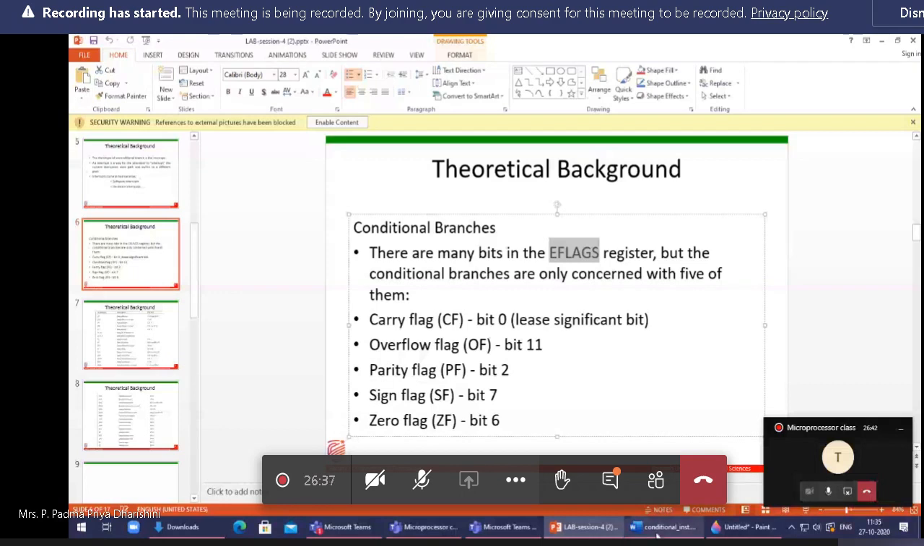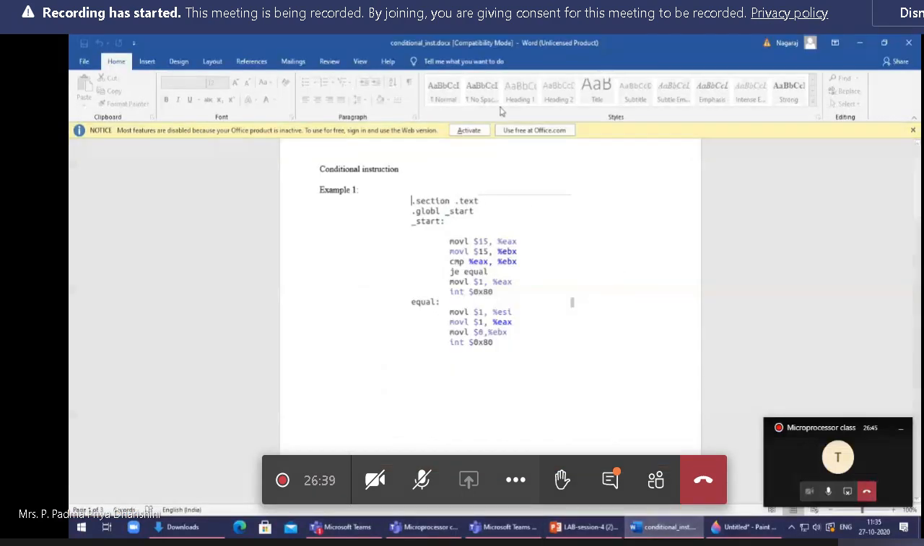Okay. I want to show one program. Are you able to see my screen? Now I have shown the Word document. Are you able to see it? Yes, ma'am. Okay. Yes. So, yeah, thank you.